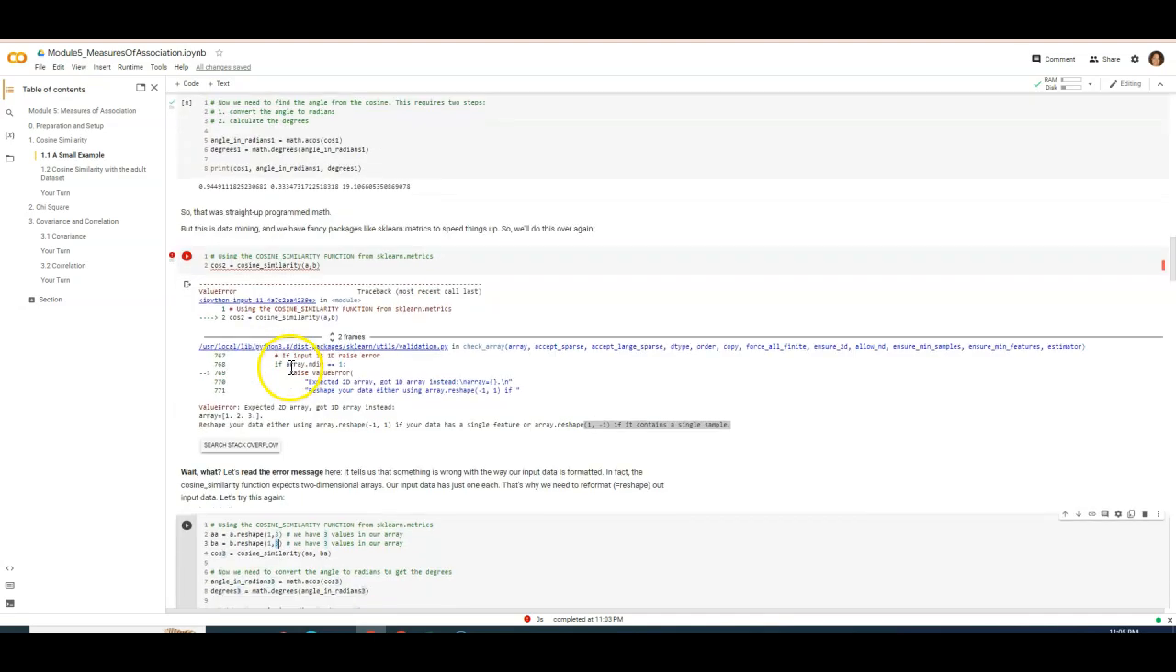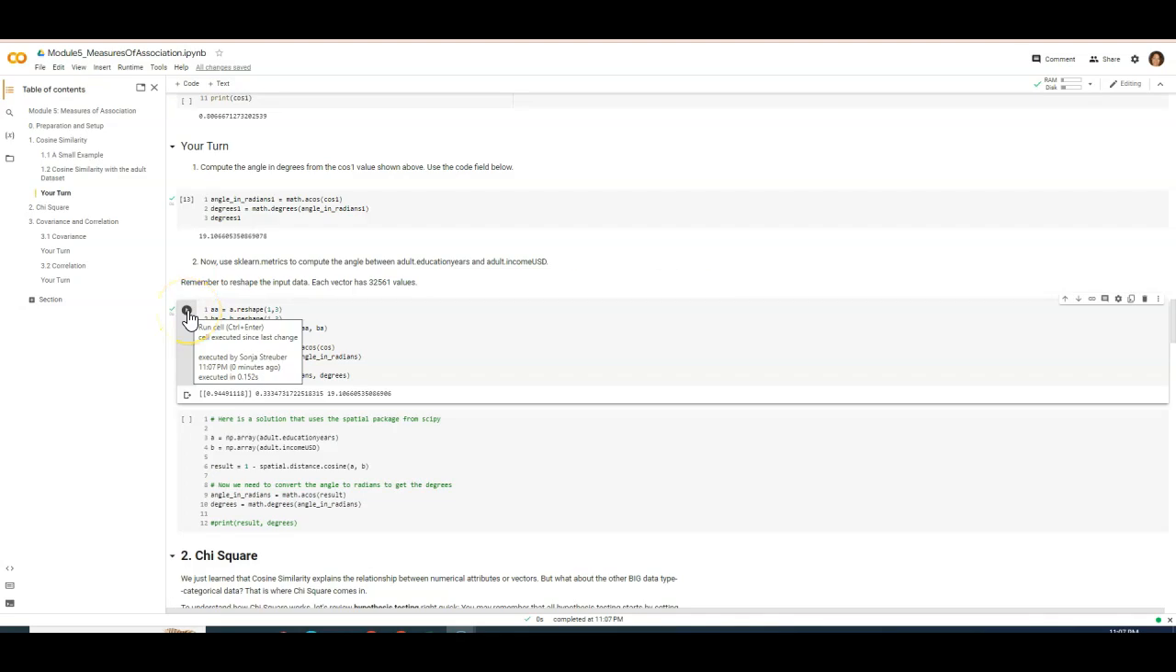3 values each. So now that I've reshaped my array here, I can calculate my cosine similarity, angle in radians, and degrees the way I did it before. And I can print my values. So here we're seeing the cosine. We already know that one, of course. And here's the angle in radians, and here's the angle in degrees. Now these are the same values that we saw above. That's because the values don't change, only the packages have changed here.